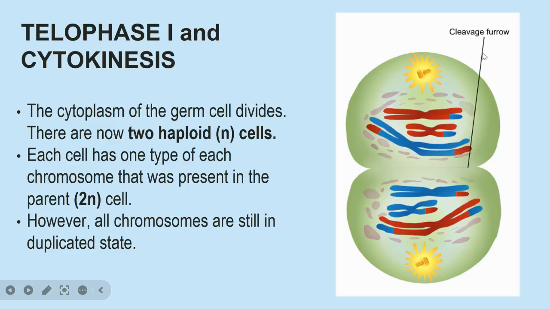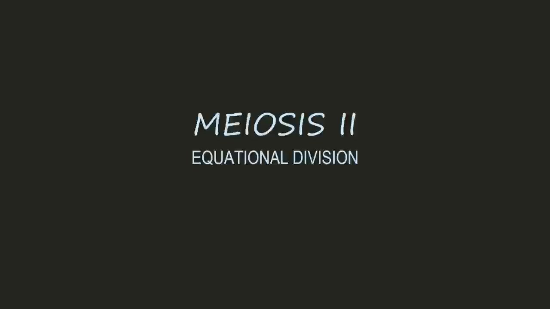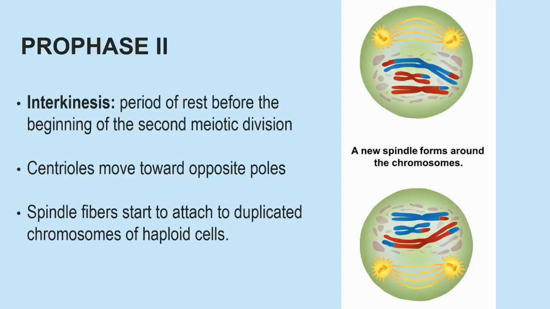Remember that in animal cell, the cleavage furrow is formed, but in plant cell, the cell plate is formed. So let us now proceed with meiosis 2. Kung si meiosis 1 ay sinasabi nating reductional division, kay meiosis 2 naman is what we call the equational division.